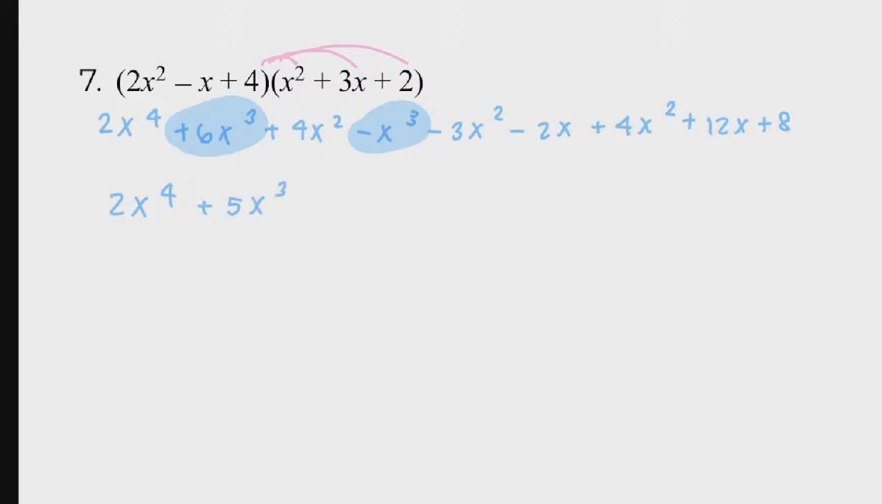Next, we're going to look for squared. So we have 4x squared minus 3x squared plus 4x squared. So that's going to be 5x squared. And next, we're going to look for x's. So negative 2x plus 12x, that's going to be 10x. And then we have our number, or our constant, which is 8.